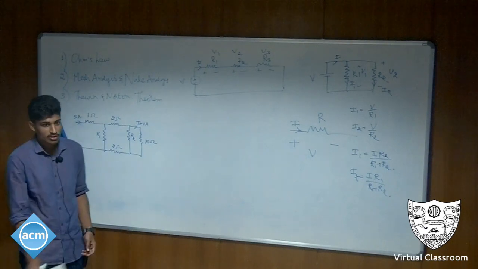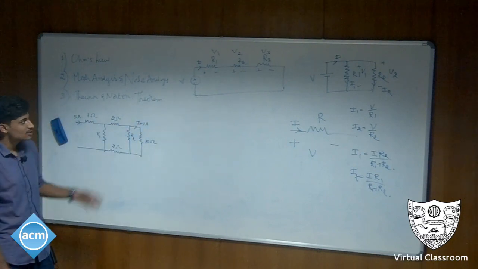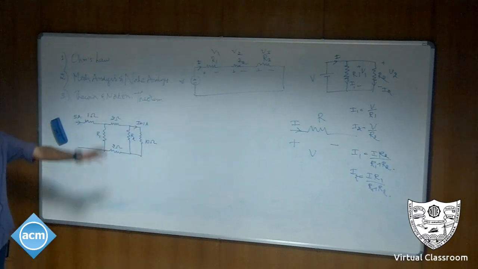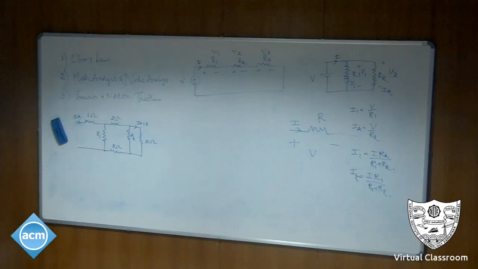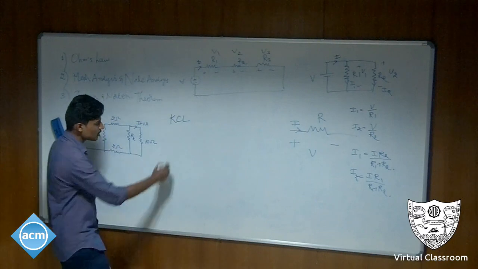So when you look at problems like this, compared to problems where circuits are very simple, you can't just solve them by applying your basic transformation. So we look at something called KCL and KVL. KCL, Kirchhoff's current law, and KVL.